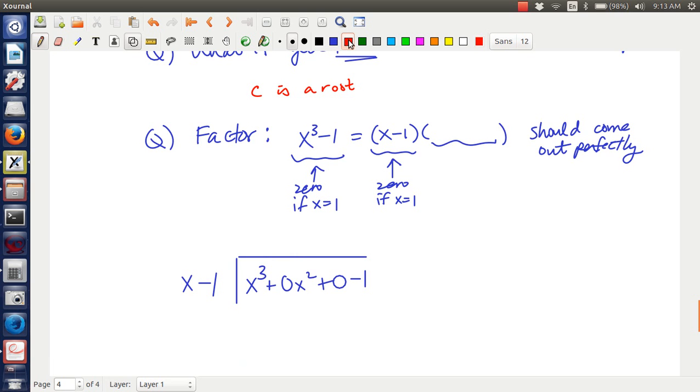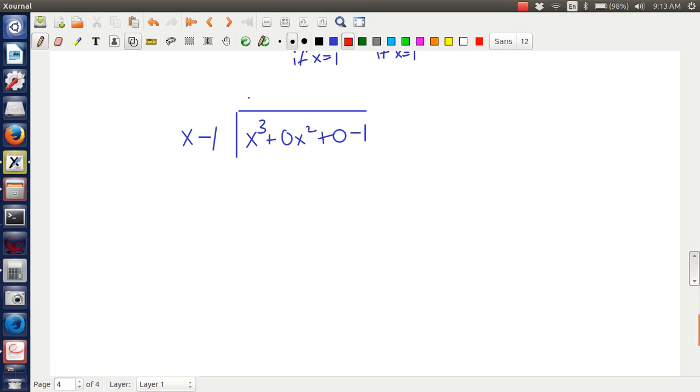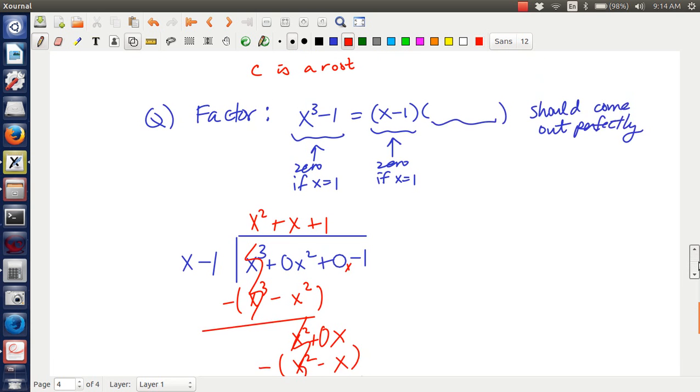Okay, so let's go ahead and work this out. How many times does x go into x cubed? Well, that would be x squared. Okay, so then we get x squared plus 0x. I forgot to put the x there. And that goes, x times x is x squared minus x. Then you get x minus 1. Yay, it worked out. So the answer is x squared plus x plus 1.